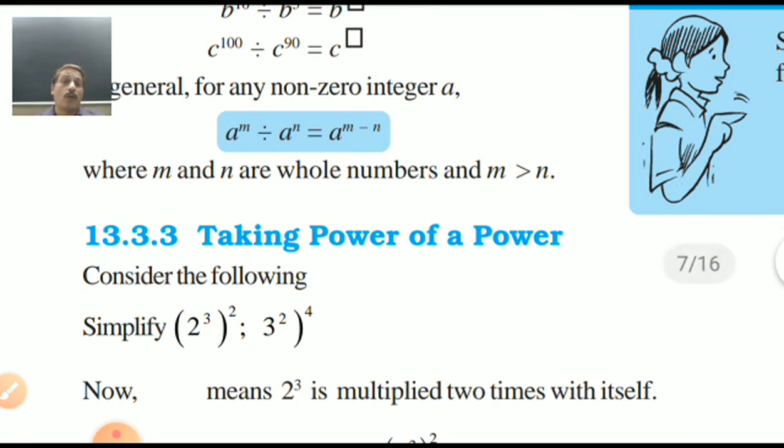13.3. Taking power of a power. Oh, very good, beta. Power का power. ऊपर एक से एक टोपी के ऊपर दूसरी टोपी. Yes, correct. What we can do here? 2 raised to 3, 2 times. Multiply 2 times with itself.